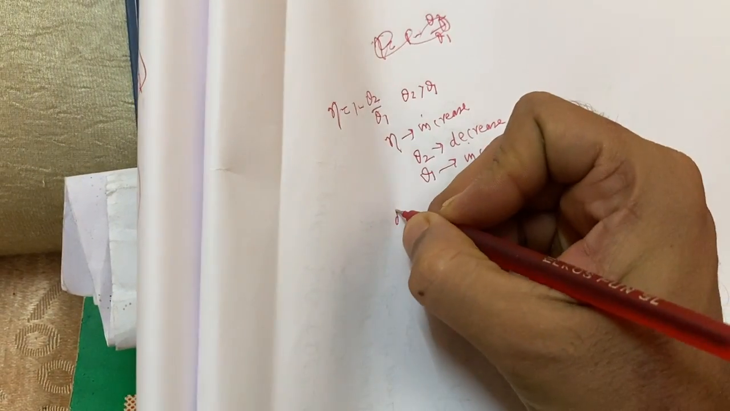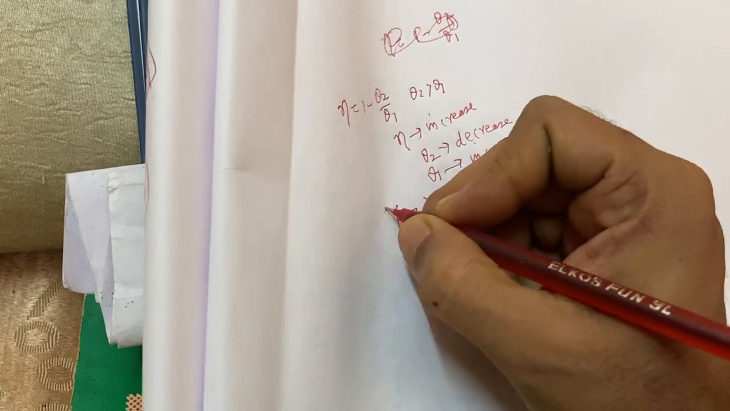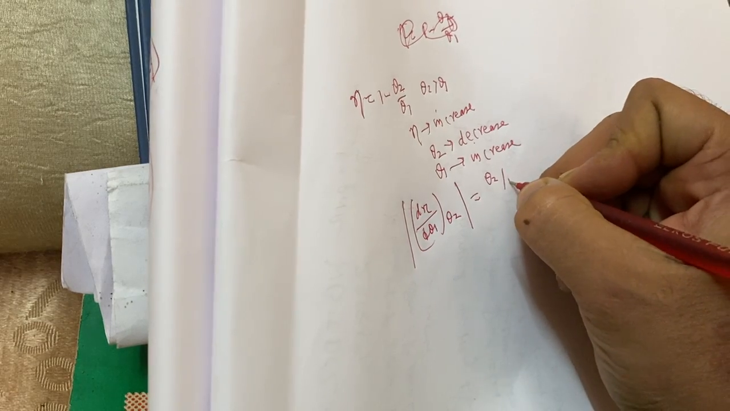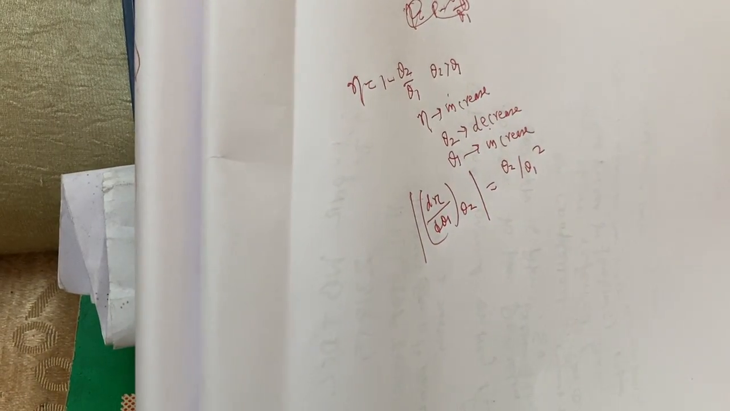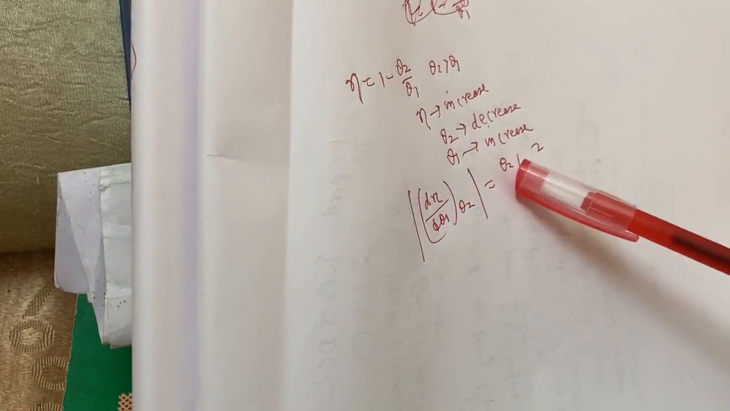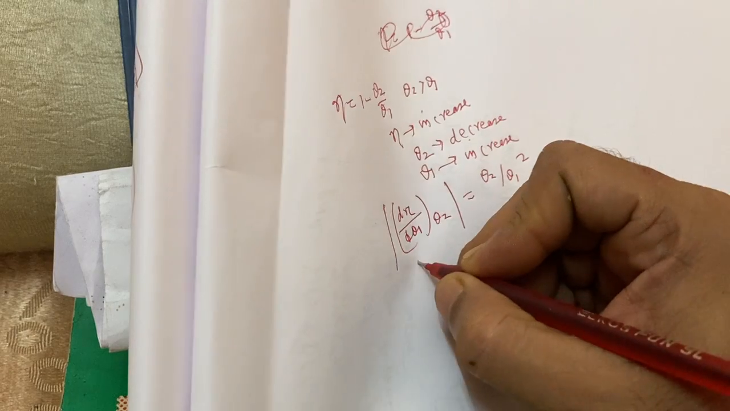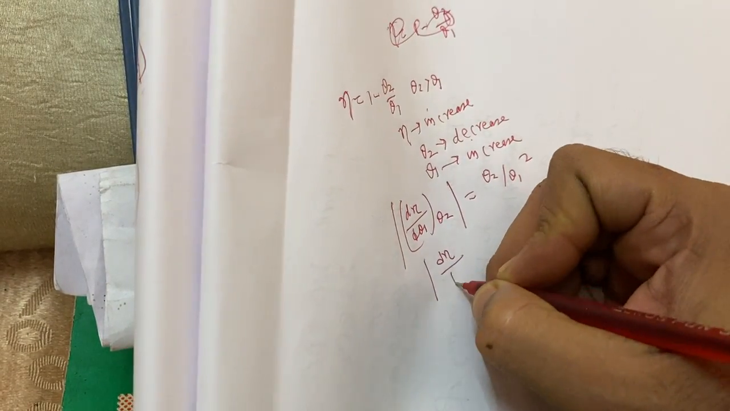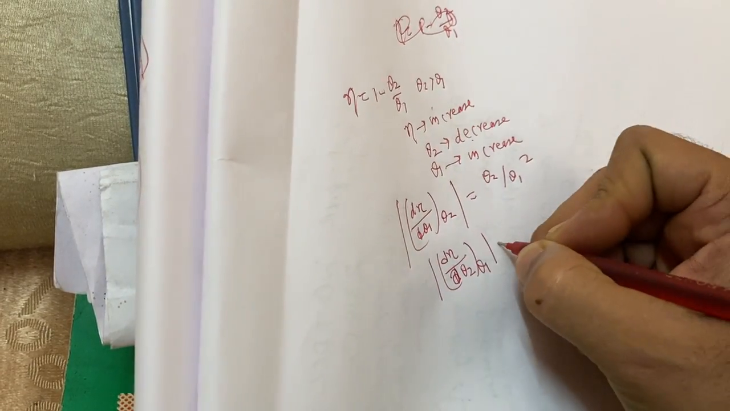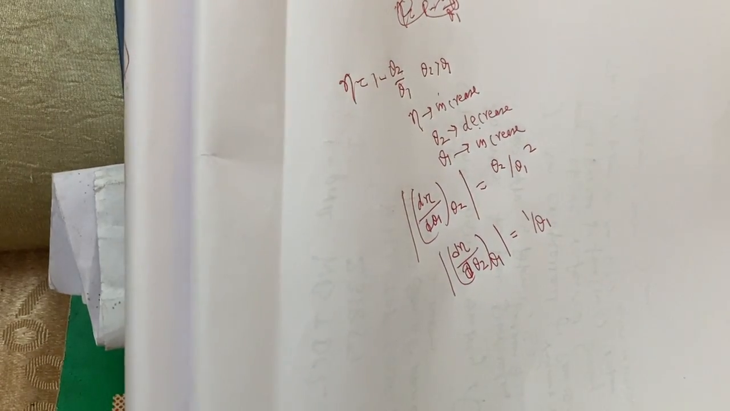Suppose now d eta by d theta 1, keeping theta 2 constant, what will we get? We will get theta 2 by theta 1 square. We are taking the magnitude. Similarly, d eta by d theta 2, keeping theta 1 constant, what will be the value? 1 by theta 1, magnitude.